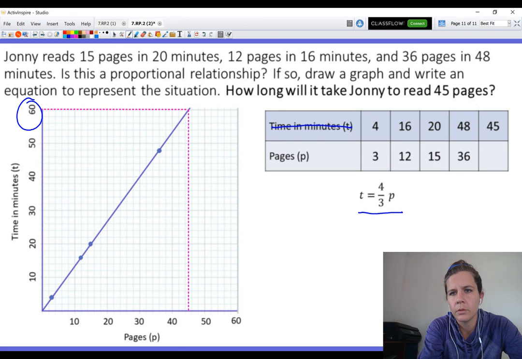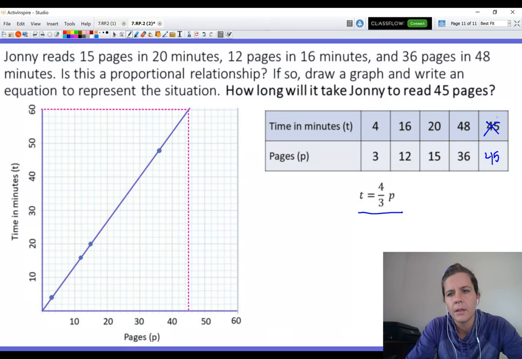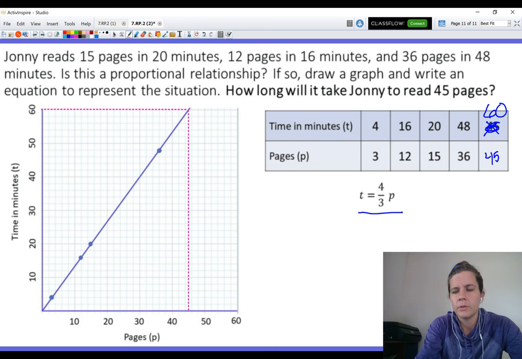These are backwards. No, they're not. "45 pages, how many minutes?" Okay. So we can see that it's going to take him 60 minutes or an hour to read 45 pages.